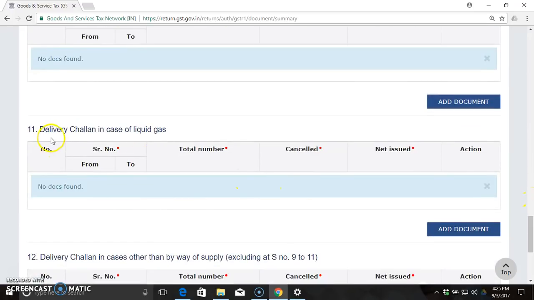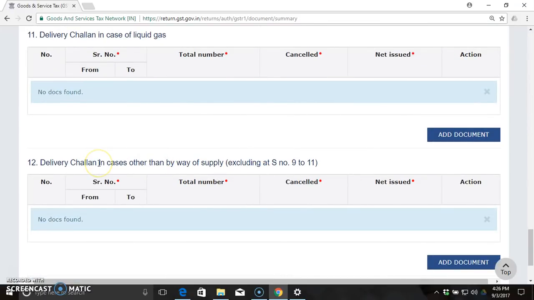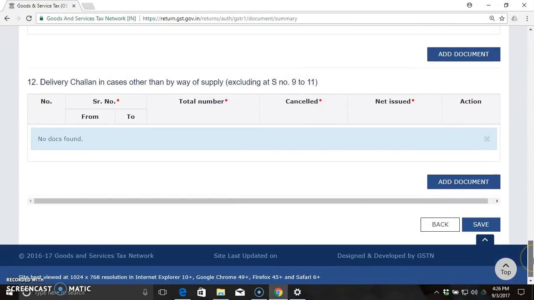The next is delivery challan in case of liquid gas. Whenever liquid gas is transported, a delivery challan accompanies it as well. So that is a special case and that is tracked over here. And then next is delivery challan in cases other than by way of supply, excluding serial numbers 9 to 11. Whenever you send a delivery challan for cases other than the ones mentioned above, those delivery challans have to be tracked over here. So again, add the document and save it.